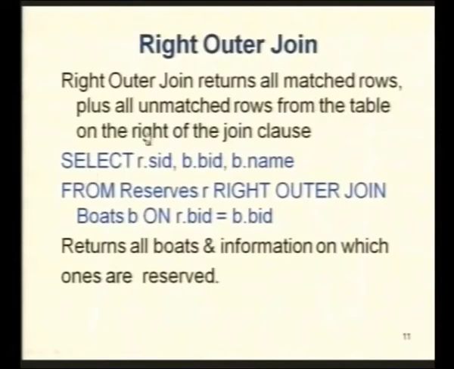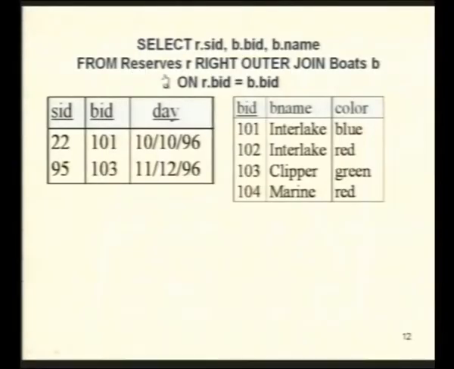Next, correspondingly you will have something called a right outer join. Right outer join returns all matched rows plus all unmatched rows from the table, but this time on the right hand side of the join clause. So you have: select R.sid, B.bid, B.name from Reserves R right outer join Boats B on R.bid equal to B.bid. So it will return all boats and information on which ones have been reserved. It does not bother whether it is reserved or not. If it was just a join, you would have got only the reserved boats' information. Here you have the same thing, but with a right outer join.